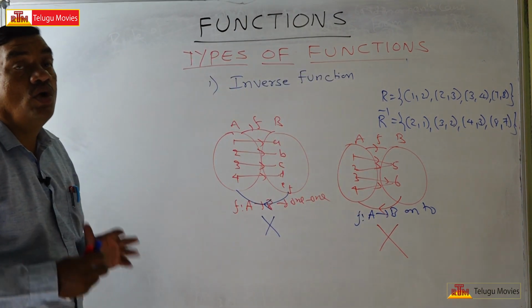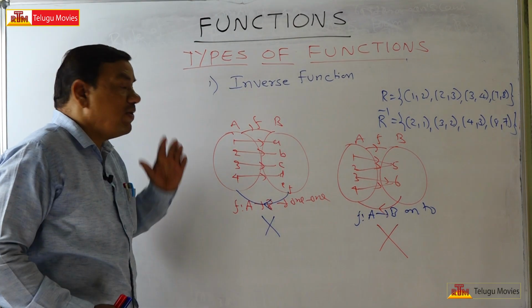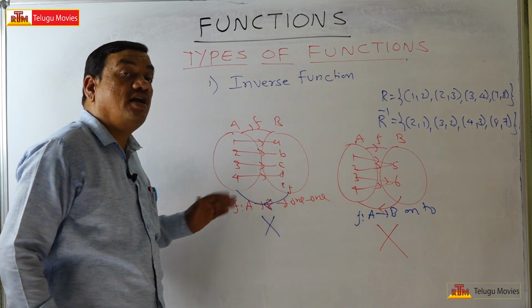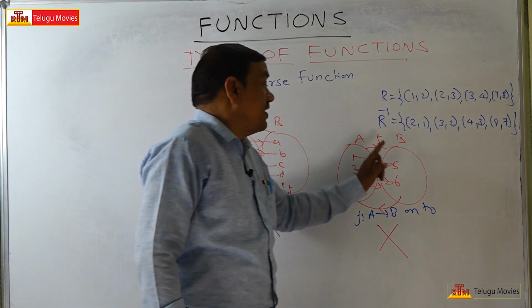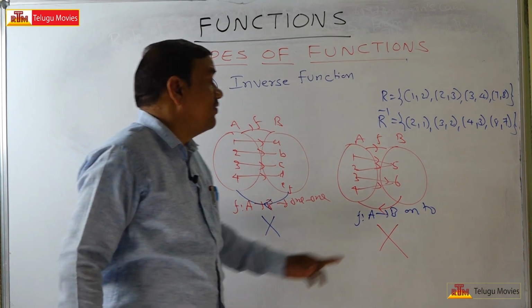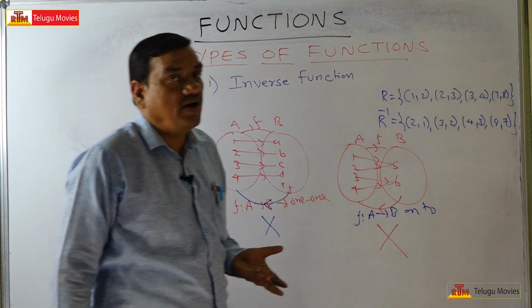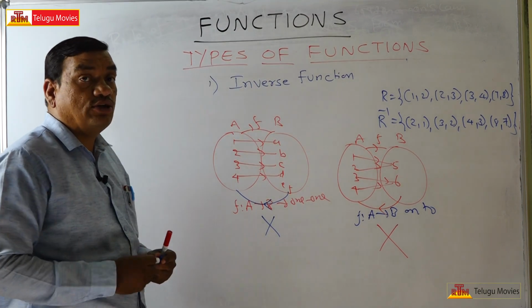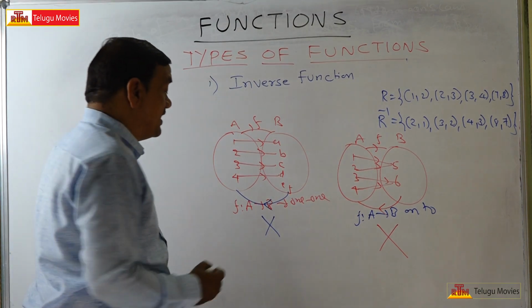So from this, what conclusion do we get? If f is a function from A to B, there is no need that from B to A is also a function. If f from A to B is an onto function, there is no rule that from B to A is also a function. But when is B to A also a function? So let us take one example here.